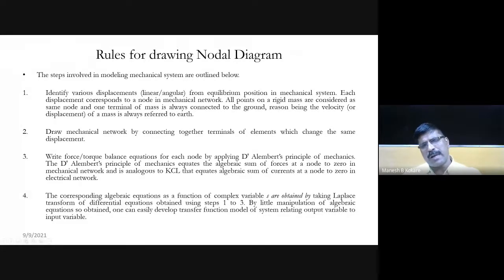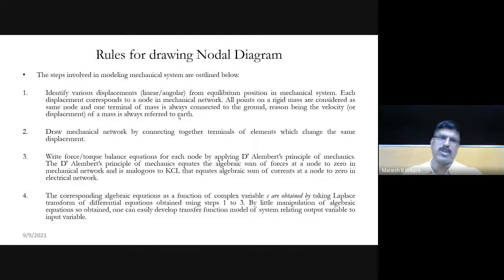When you are connecting the mass element in this nodal diagram, one end of the mass is always connected to the ground and the other end is connected to the nearest displacement point. The reason is that the velocity or displacement of a mass is always referred to the earth. That's why one end of the mass element is always connected to the ground.